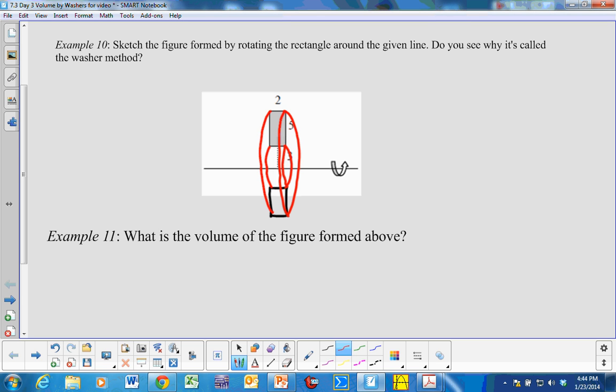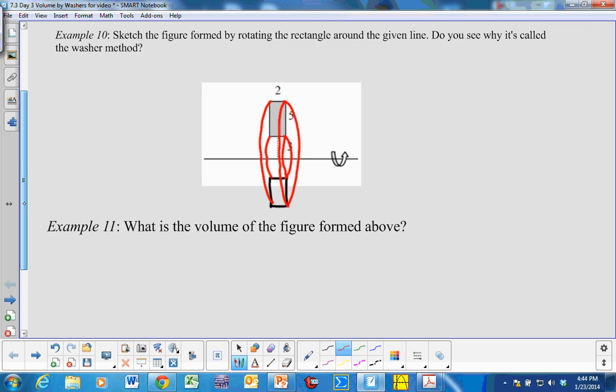So even with my not very good drawing, I think you can tell why it's called the washer method, and that's basically because it has a hole in it. So instead of being a solid circle on the end, it's like a washer with the hole in the middle. So let's find the volume of this figure.